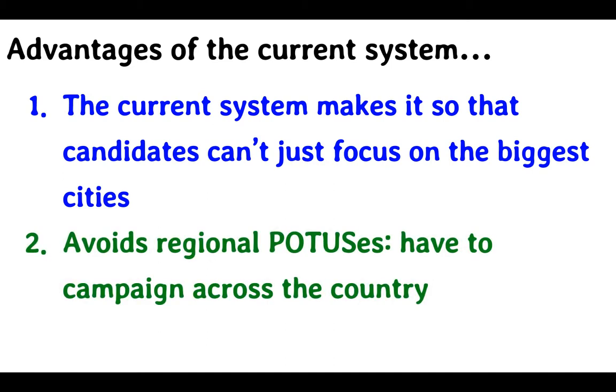The second is it avoids what we call a regional president. So in theory, if you just look at the population of like the East Coast and the West Coast, you might be able to get a majority of the United States right there. If you just went down from Seattle all the way to San Diego, and you went from New York and Boston all the way down to Miami, if you just had the coasts, you might be able to get yourself elected. So it avoids a regional president. You have to campaign all around the country. So the moral of this story is you can't just go to the coasts or certain regions. You can't just go to the big cities. You actually have to go around and campaign. That's the whole point of it. Okay, that's the advantage.